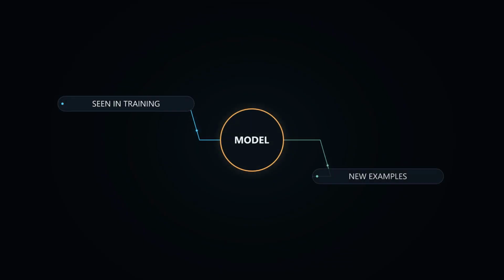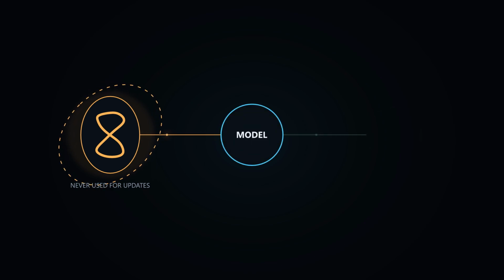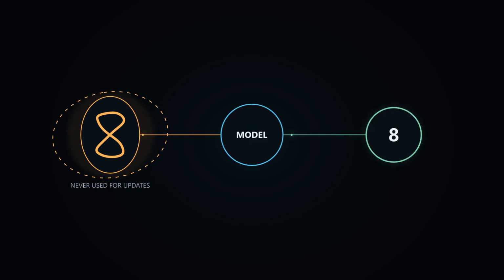But low training loss is not the final test. A model can memorize the examples it has seen. The real question is whether the learned pattern works on new examples. So we hold back a fresh handwritten digit. It never contributed a gradient. When the model correctly recognizes this new 8, we see evidence of generalization.